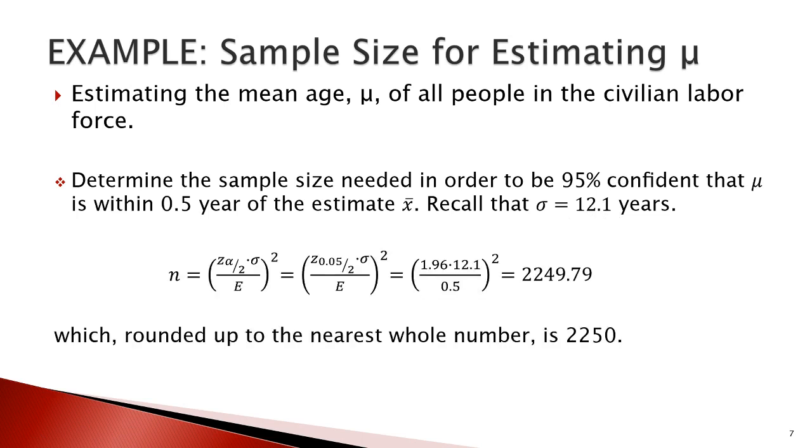Alright. Now let's plug these values into the formula to find n. Okay, this is our formula to find n. We know the z value, we know sigma, we know E, and we can get the value as 2249.79, and we can round it up to the nearest whole number, which is 2250. Okay, that's how you calculate the sample size for a given value of margin of error. Okay.